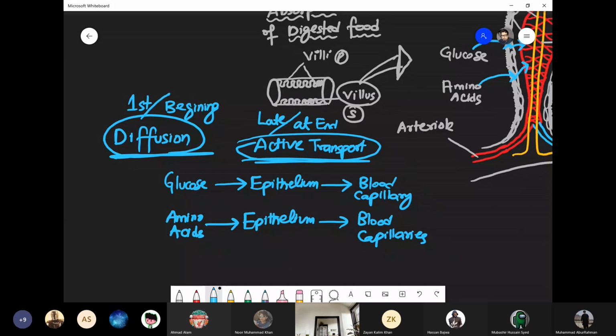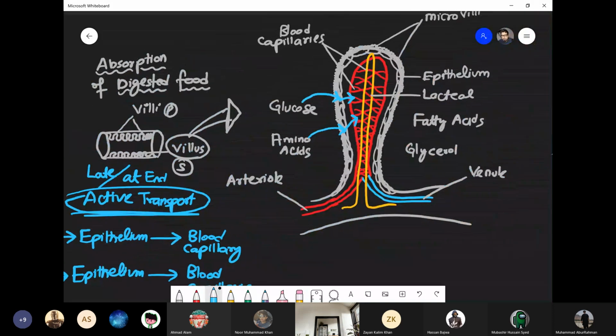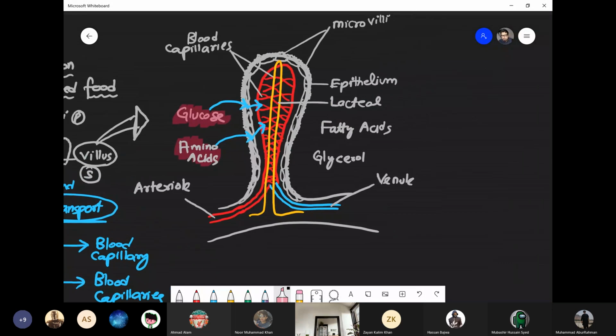In the beginning, this glucose and amino acids will enter into the epithelium and then into the blood by diffusion. After some time, when the glucose in the lumen of the small intestine becomes less and it becomes more in the blood, then it will be absorbed by which process? By active transport. So first it is absorbed by diffusion and then by active transport.